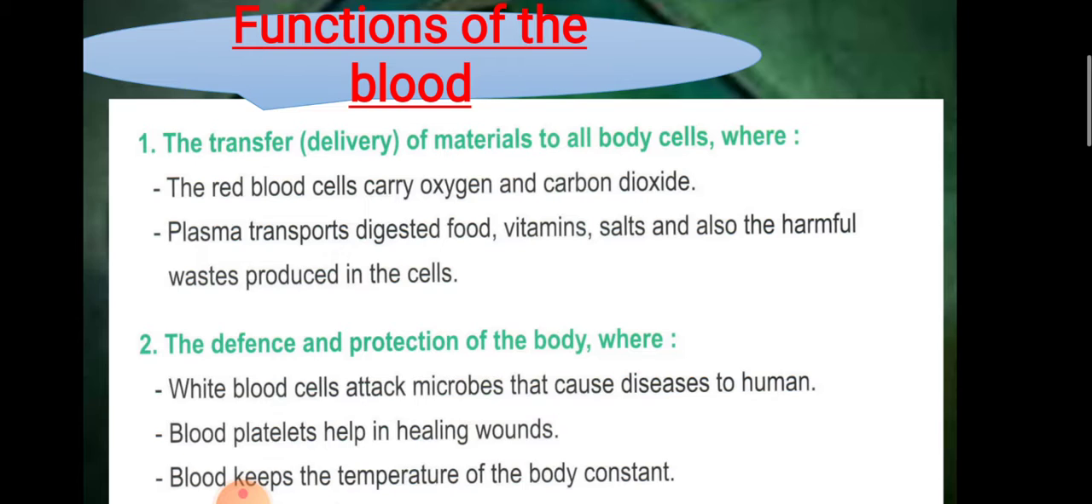So again, the function of the blood, we have a transfer and a defense. The transfer is that the red blood cells will carry the oxygen and carbon dioxide, the plasma will transport or carry the digested food, the vitamins and salts, and also the harmful wastes. The defense, that the white blood cells will defend our body against microbes, and that the blood platelets will help in healing wounds or formation of blood clots. And the last thing is that the blood keeps the temperature of the body constant.